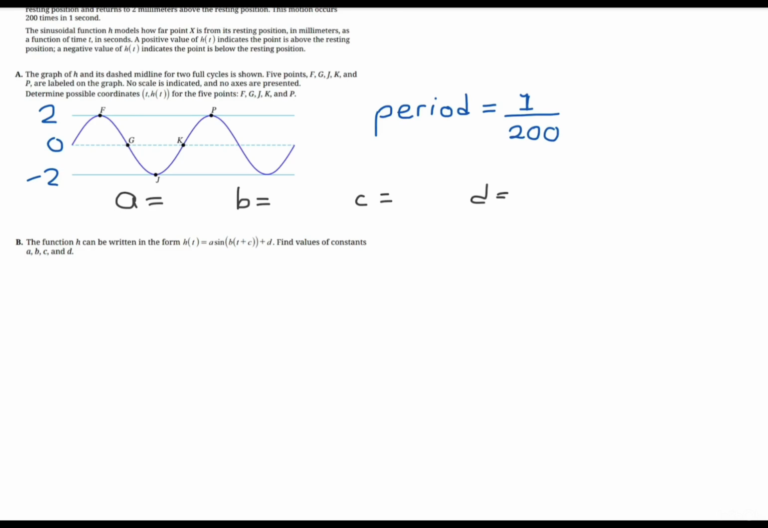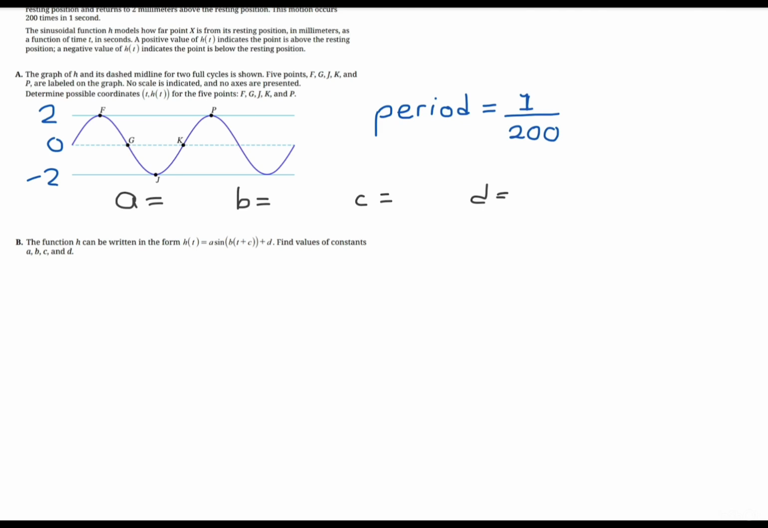Okay, part B. The function h can be written in the form h of t is equal to a sine b t plus c plus d. Find values of constants a, b, c, and d. Wait, why is it sine? I actually hate this question because this is a cosine graph and now they're gonna force us to get it into a sine graph. Yeah, I hate this FRQ.